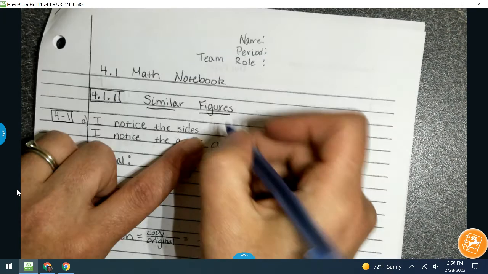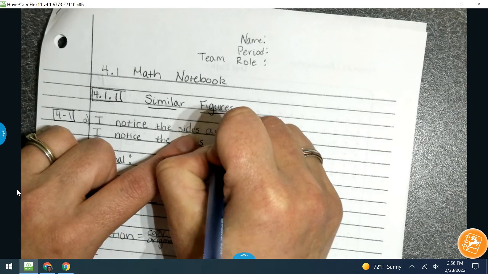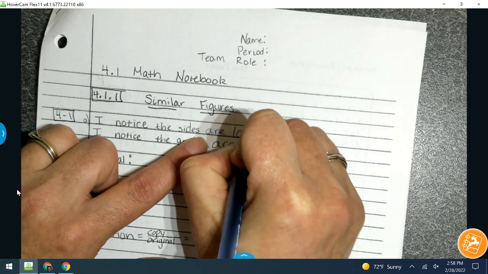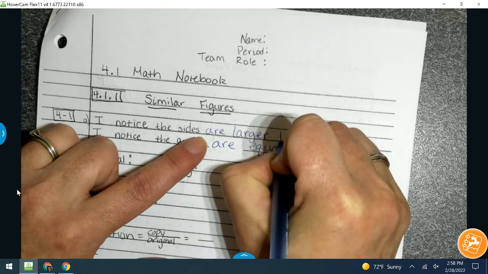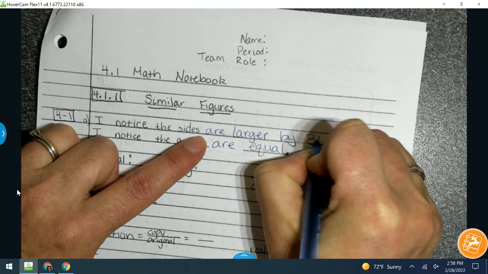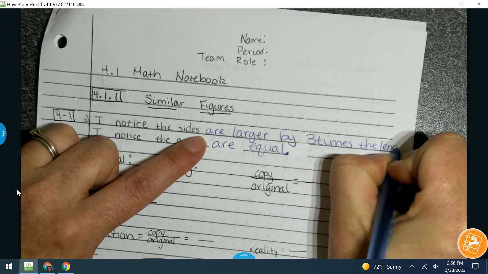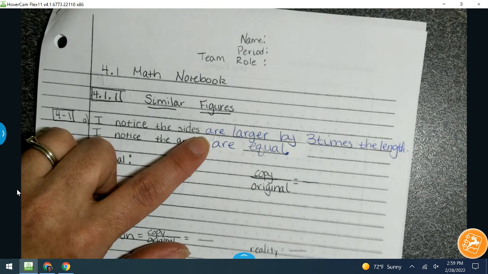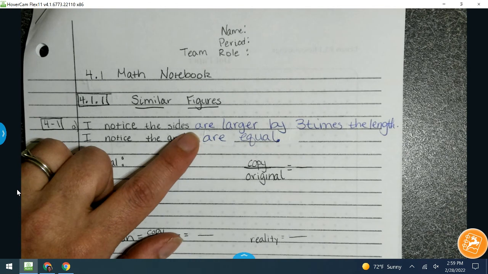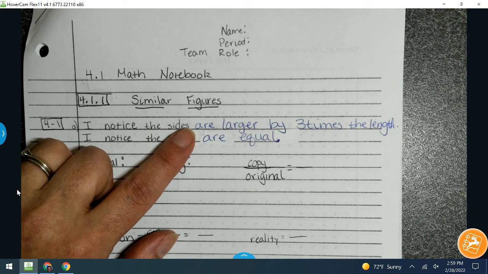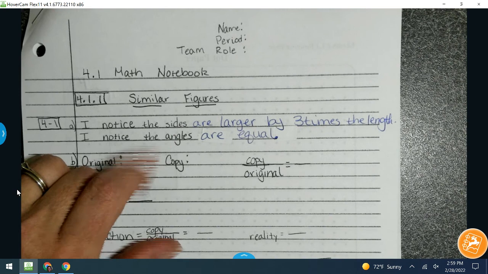So the sides are larger by 3 times the length. I had to add length in there somewhere. I didn't like where I started that part. It's been a while since I taught this one. It's been a few weeks. So that's what we know.